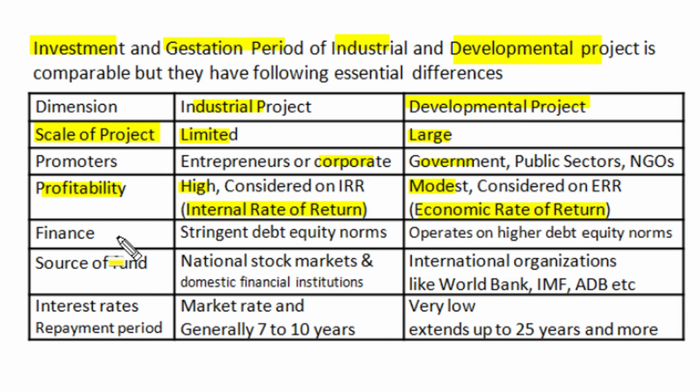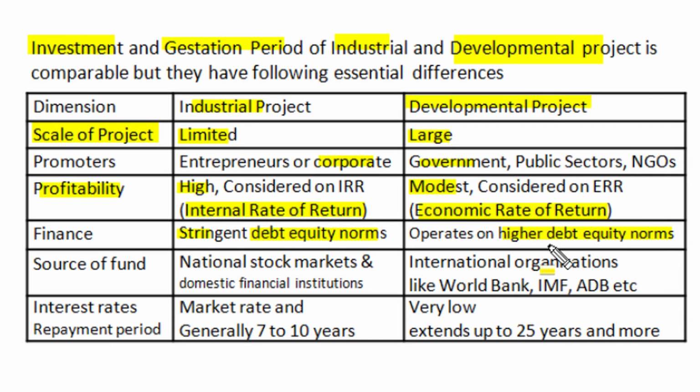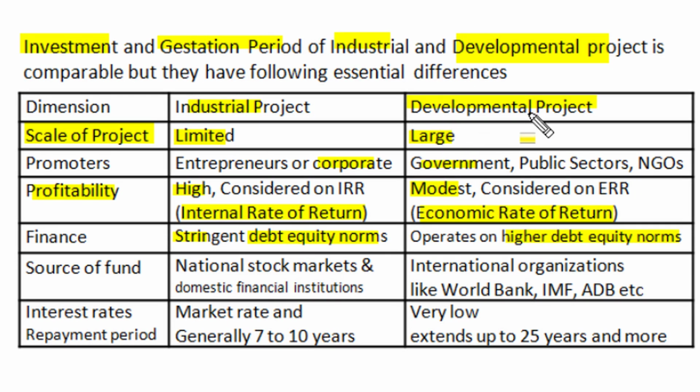As far as source of finance is concerned, for industrial projects, stringent debt equity norms are followed. Without resources, availability of finance becomes very difficult for industrial projects, whereas for development or social projects, higher debt equity norms are followed. Investment is financed to such social or developmental projects by international organizations like the World Bank, International Monetary Fund, Asian Development Bank and likewise. Whereas for industrial projects, the source of funds is the national stock market or domestic financial institutes.